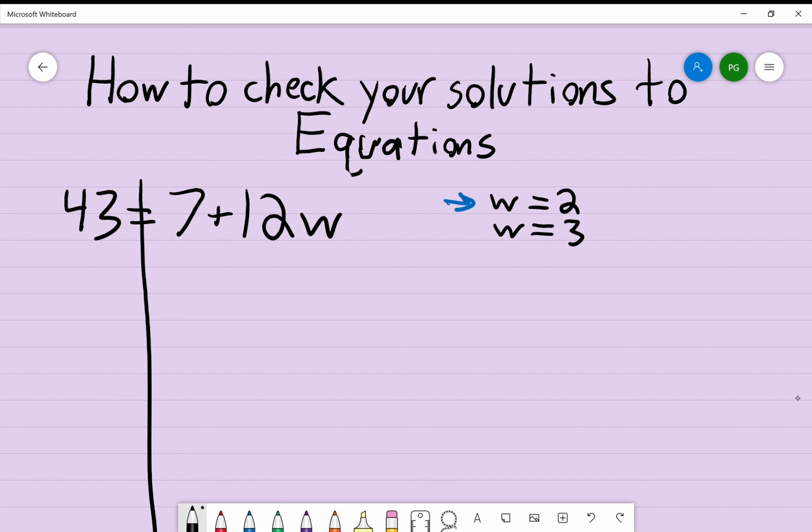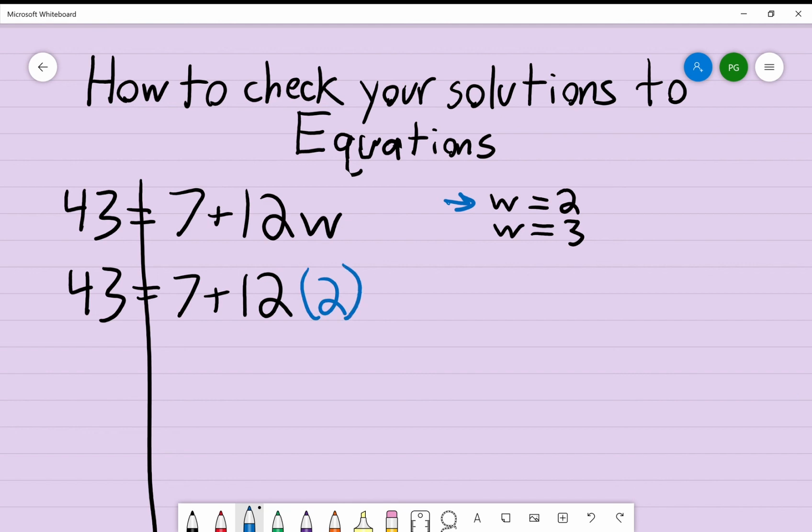So I'm going to go ahead, I'm going to rewrite the equation, but I'm going to use a 2 wherever there's a w. And remember, I need to draw parentheses. Perfect. So, once again, let's go with PEMDAS. Okay, so are there any parentheses? No. Exponents? No. Division? No. Multiplication? Yes. 12 times 2 is 24. Okay. Everything else stays the same.